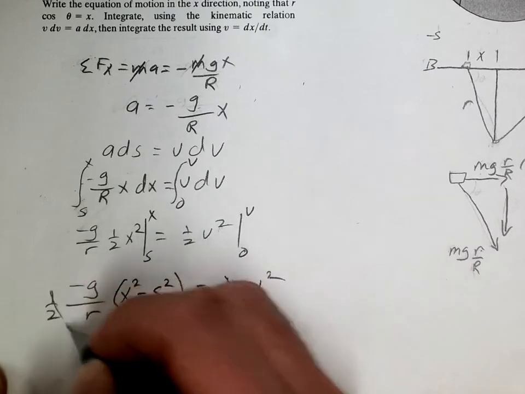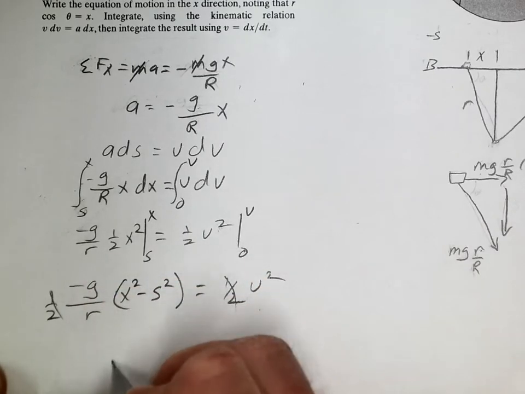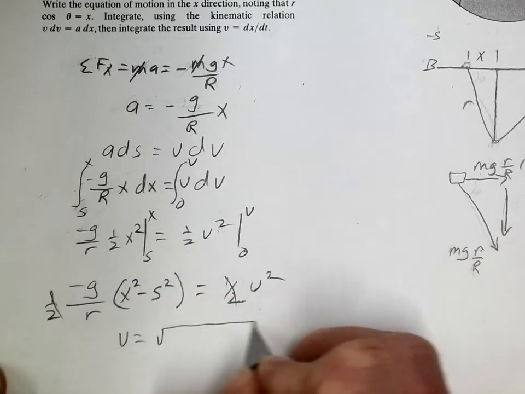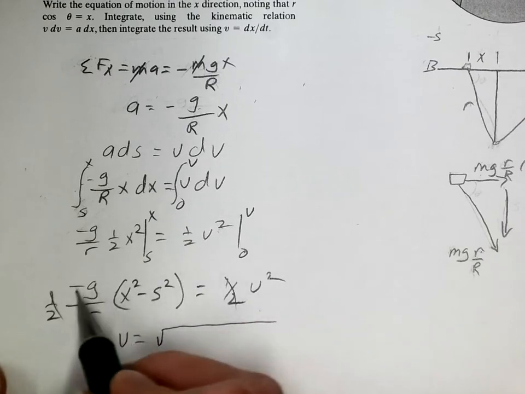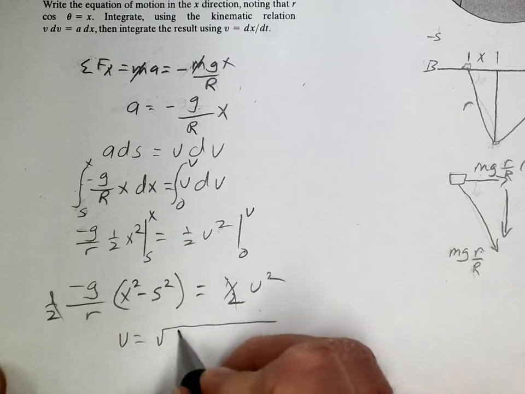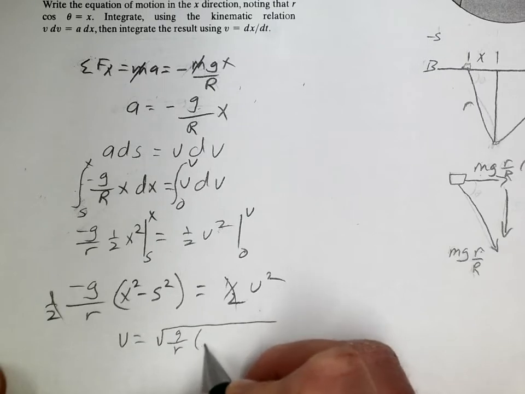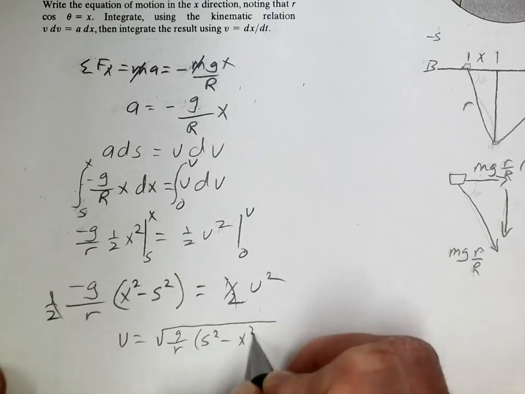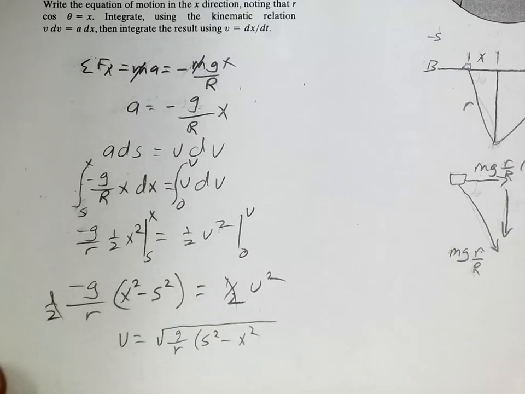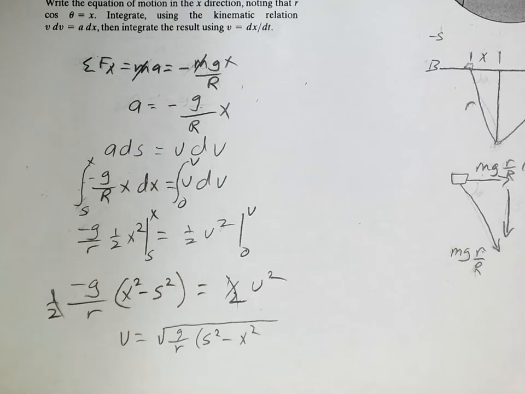Cancel the 1/2s, and v equals the square root. Let's factor out a negative: g over R times s squared minus x squared. And that's v.